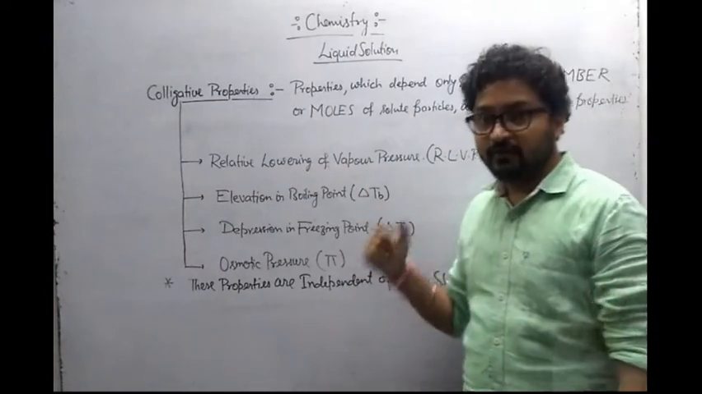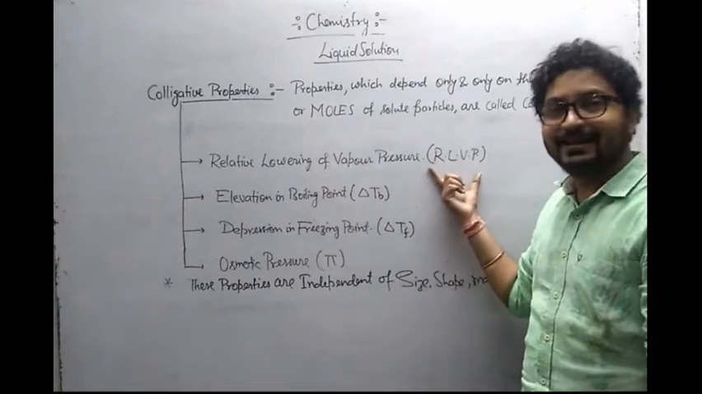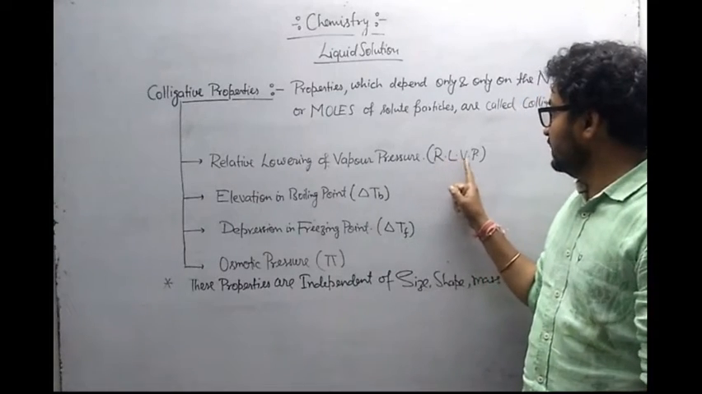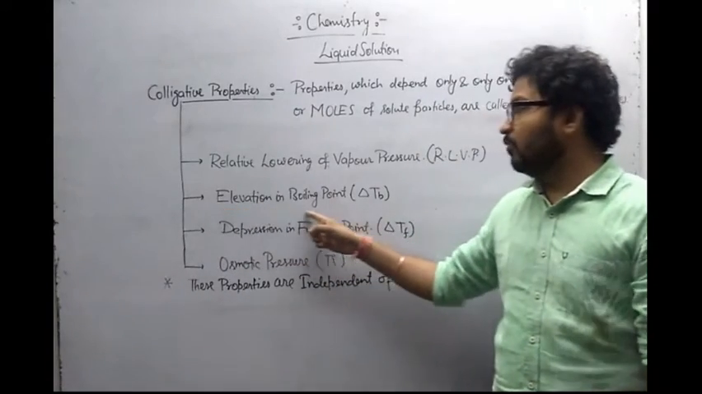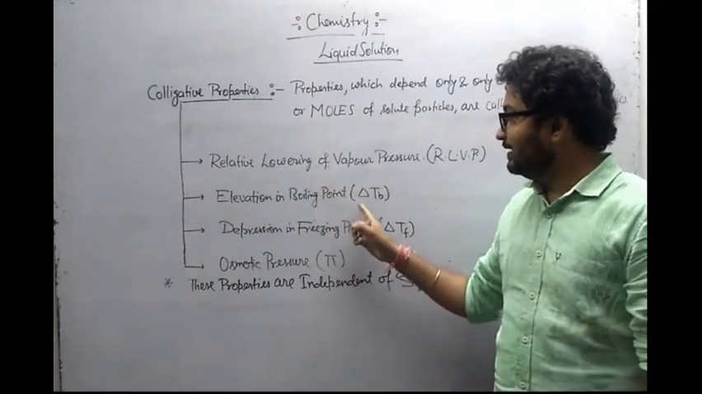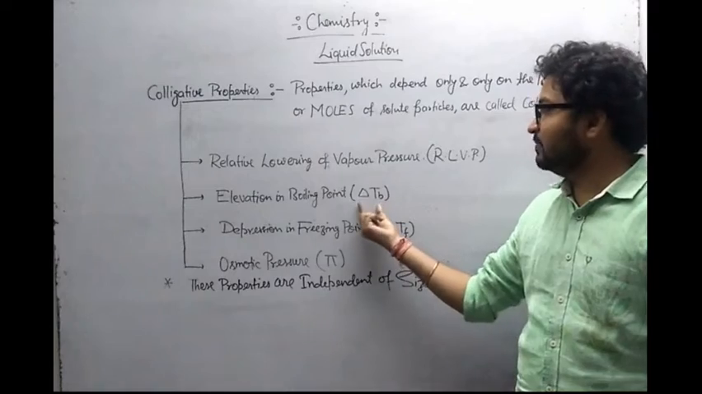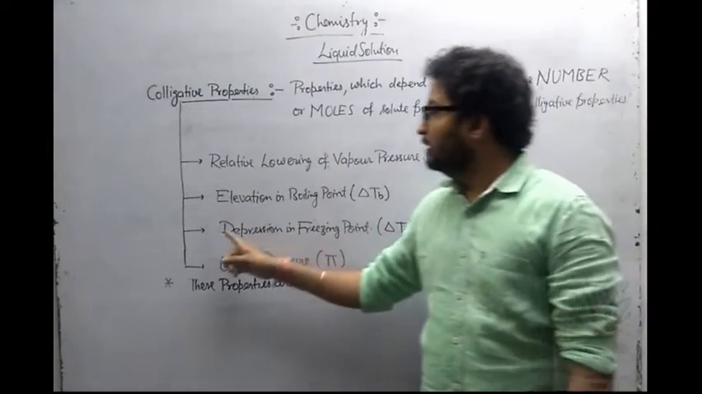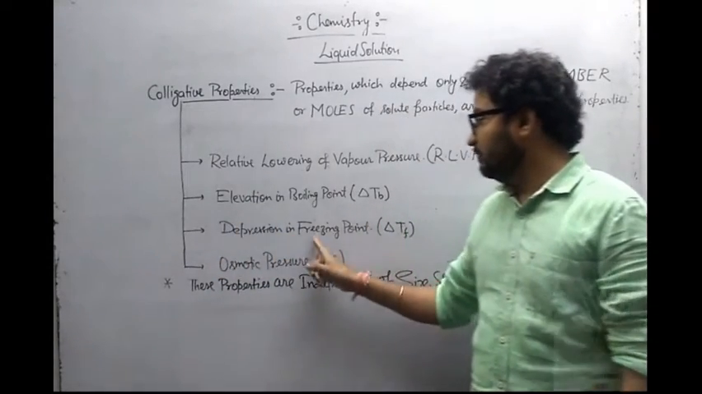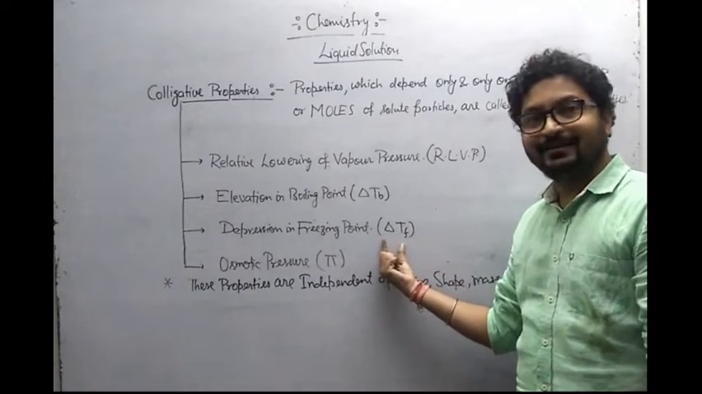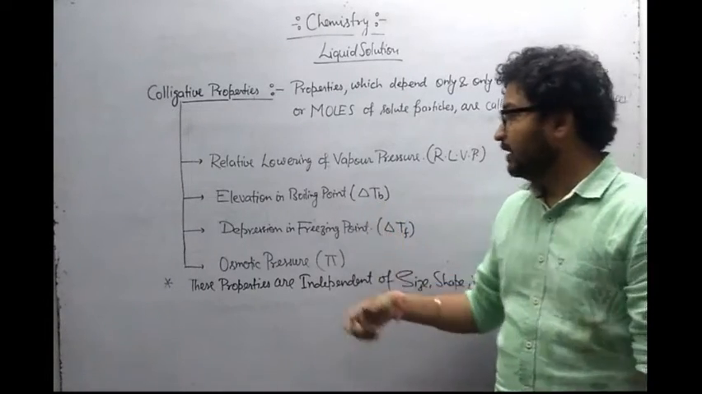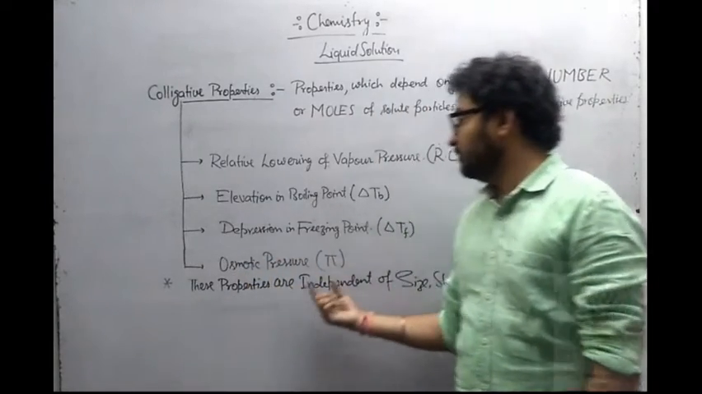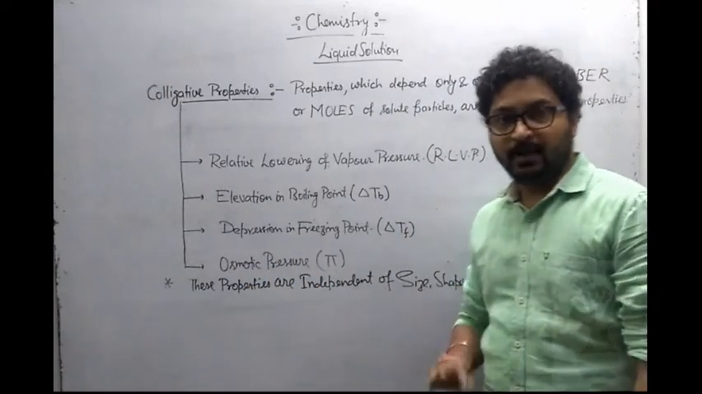Relative lowering of vapor pressure, in short we call it RLVP. Second one is elevation in boiling point. We write it in short delta TB. This is a symbol by which we denote it. Third one is depression in freezing point, means delta TF. Delta TF, F stands for freezing, here B stands for boiling. And fourth one is osmotic pressure. We denote osmotic pressure by pi.